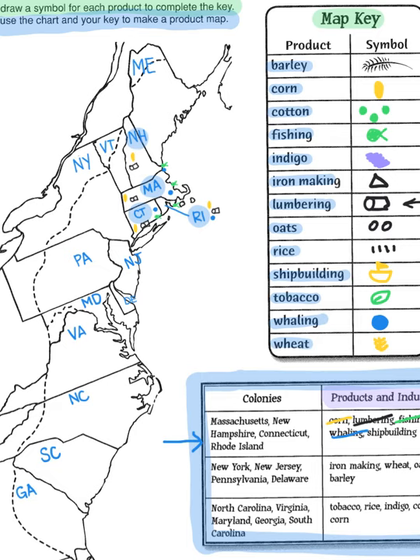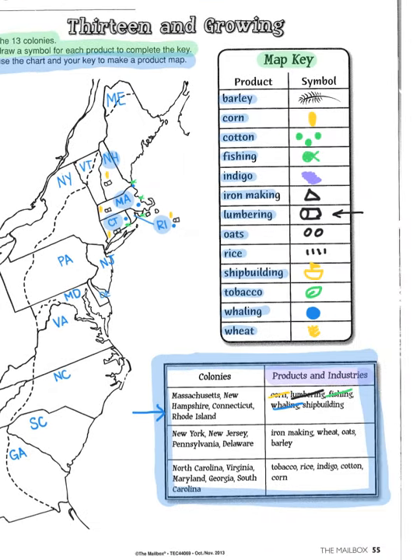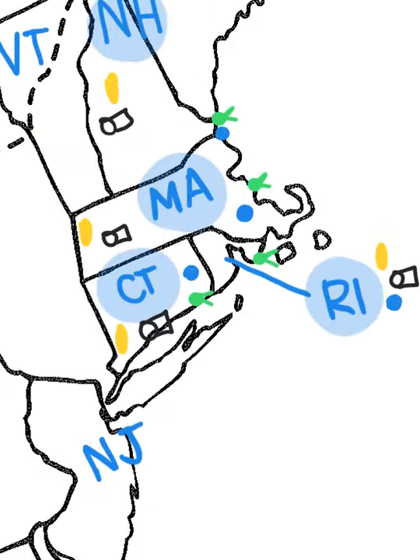The last product or industry, an industry is like a company, would be shipbuilding. And you can see I have a little ship in yellow there. So shipbuilding is actually going to be an industry, so that's something that people do. So I'm going to draw my little ship in New Hampshire, in Massachusetts, in Connecticut, and in Rhode Island.